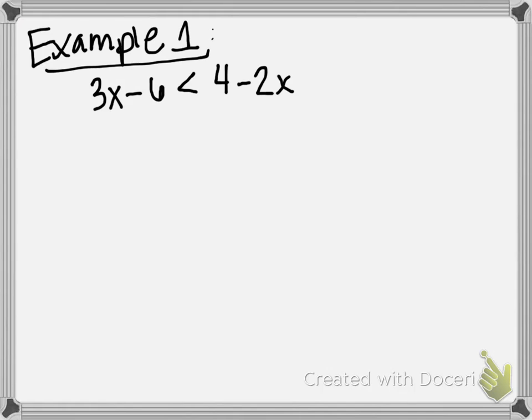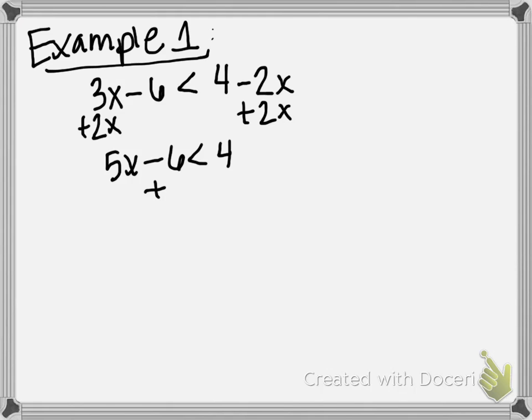In order to solve these, you want to isolate your x. Move the x to one side. I like to move the letter to the left side. So the plus 2x would undo that subtraction. And moving it over is going to give me 5x minus 6 is less than 4. Then I need to move the 6. That gets that x alone. And I get a 10.